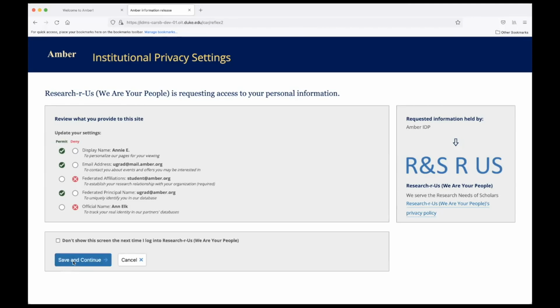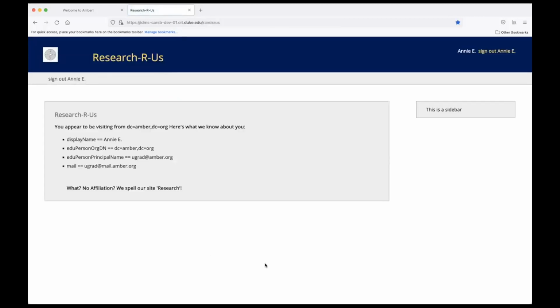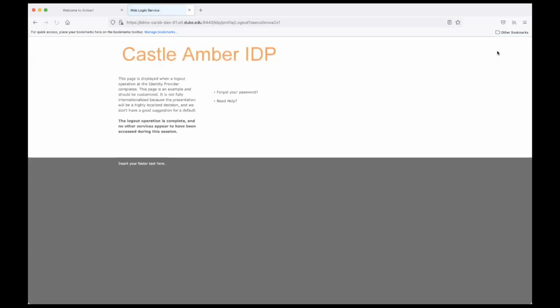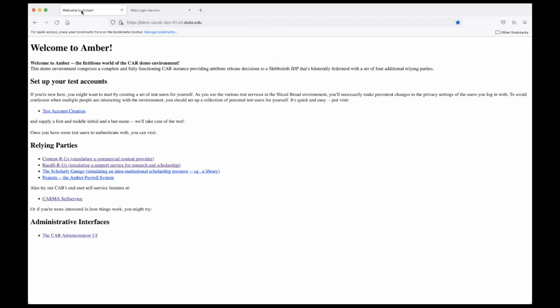So I can choose to suppress this. I'm going to save and continue, and then you see what the relying party has received. Research RS received the following attributes, which allowed for personalization, but I didn't release everything. I'm going to sign out now, and I'm going to log into a commercial content provider.